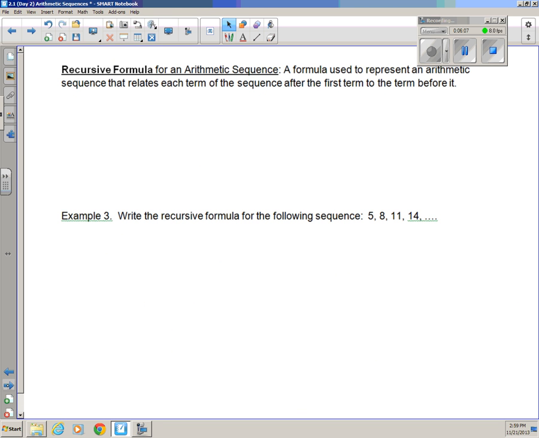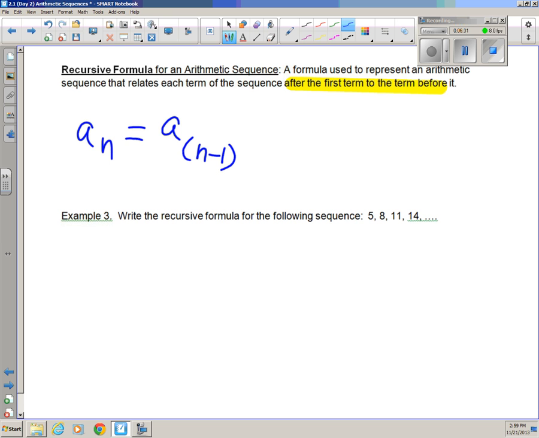So if we talk about notation here, this recursive formula is a formula used to represent an arithmetic sequence that relates each term of the sequence after the first to the term before it. Okay, so it's after the first to the term before it. If I want to figure out what a sub n is, I need to know what the term before that was, a sub n minus 1, and then I'm going to add the common difference.